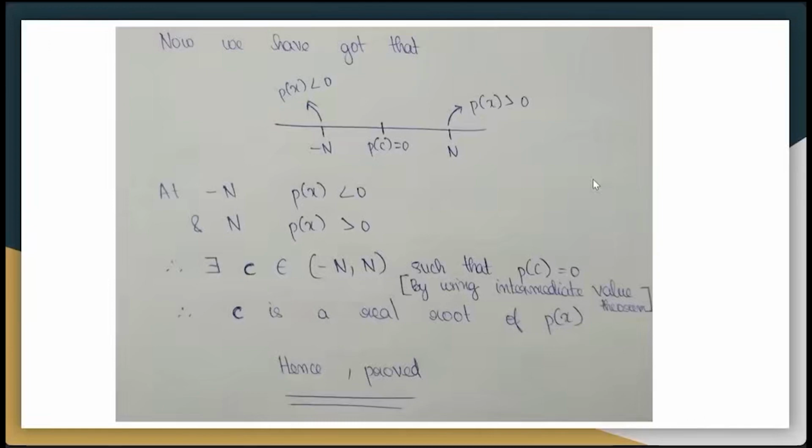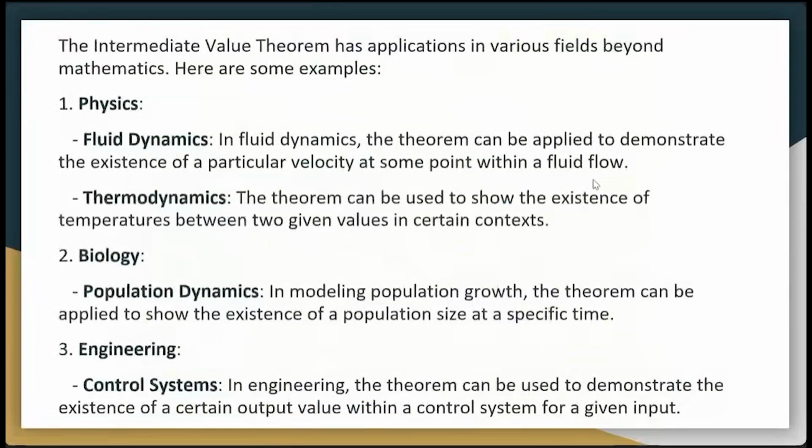So this is proved. Now I have mentioned that the intermediate value property has other applications beyond mathematics. Just to say, I have written some of them. It's used in fluid dynamics and thermodynamics in physics. It is used in modeling population growth in biology. It is used in control systems in engineering. These are some other applications, I have just mentioned them.